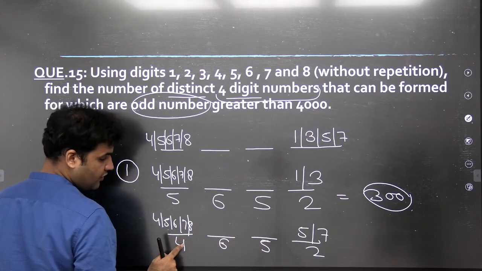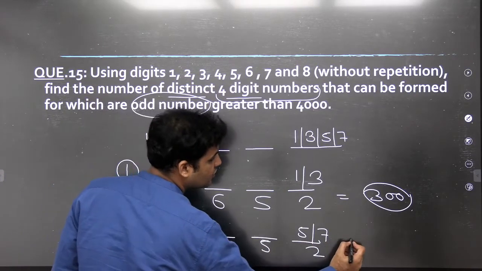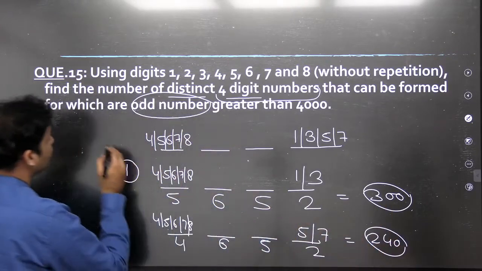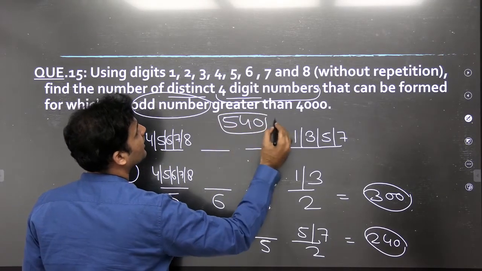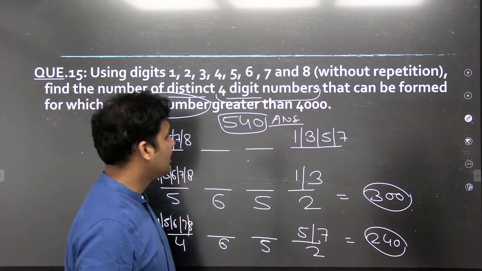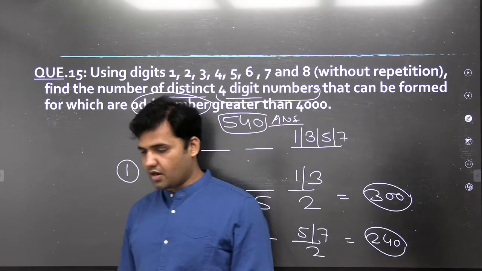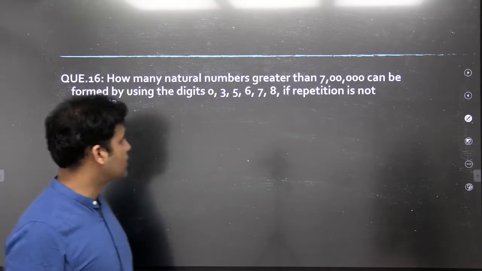So how many numbers do we have over here? 4 into 6, 24, 24 into 5, 120, 120 into 2 is 240. So the answer to this question will be 300 plus 240, that means 540. 540 will be the answer of this question. All these numbers greater than 4000 will also be odd numbers. Question number 15. Okay, now let's move to question number 16.